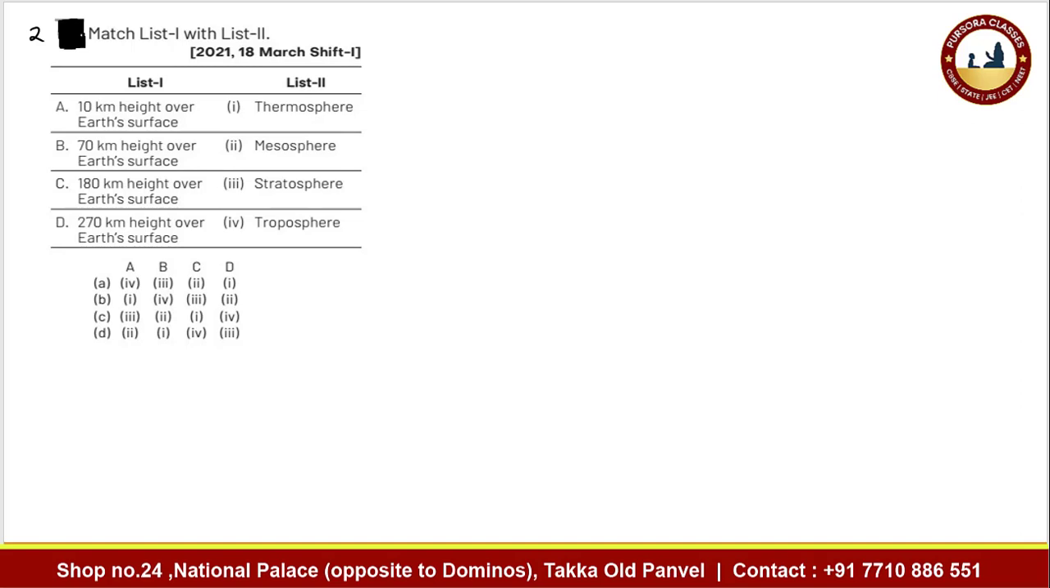So we have to match list 1 with list 2. As you can see in list 1, there are distances above the earth surface: 10 kilometer above earth surface, 70 kilometer height over earth surface, 180 kilometer over earth surface, 270 kilometer over earth surface. And in list 2 we have thermosphere, mesosphere, stratosphere, troposphere. So these are different layers over the earth surface.